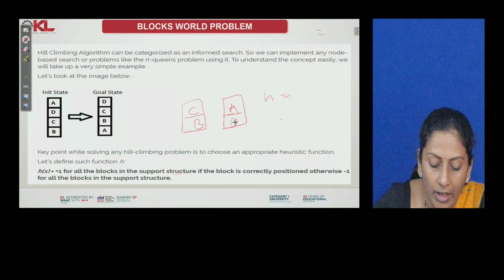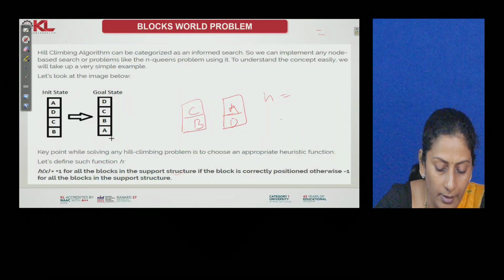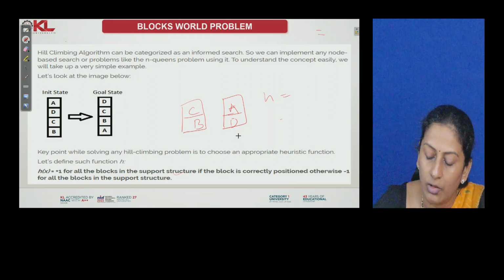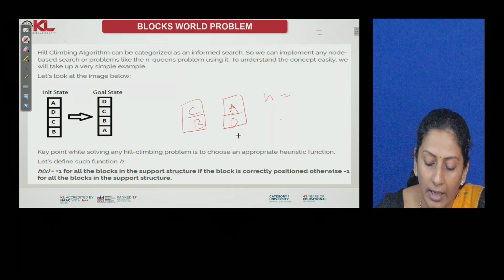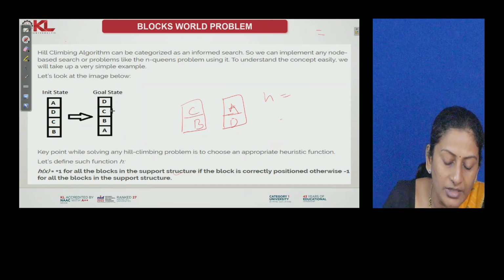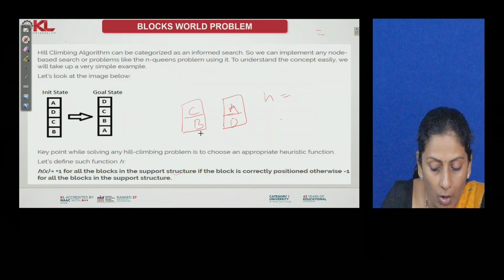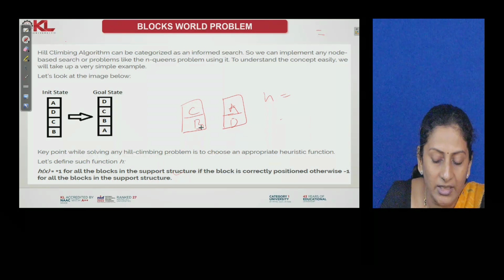For D, in the goal state there are 3 blocks in the supporting structure of D, but here there is nothing, so don't do anything. And here consider C. In the goal state, there are 2 blocks under C. Here there is only 1 block, so 1 block is placed wrongly.